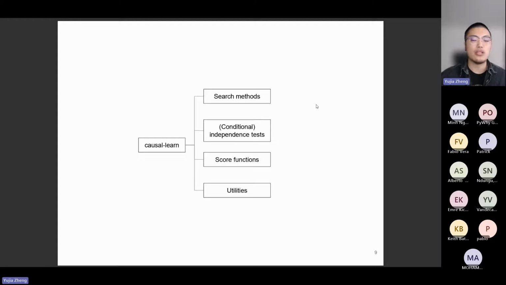The first part is the most important one. It consists of different types of search methods, like different types of causal discovery algorithms. And we will see later which algorithm I should choose under which type of data. We have also included some independent modules, for example, the conditional independence tests and also score functions. And lastly, we also have some utilities like graphical operations and also some functions for evaluation.